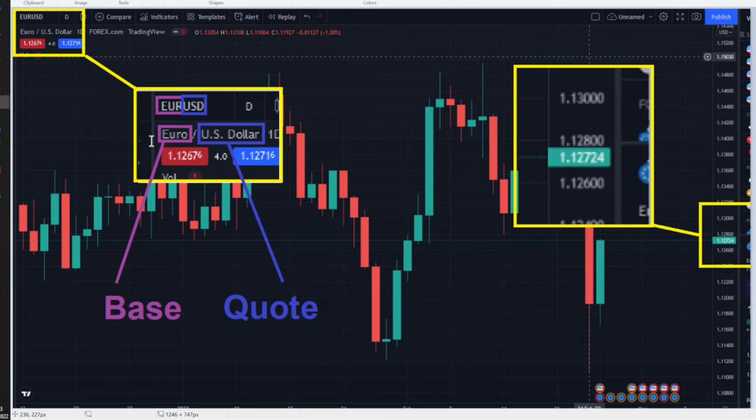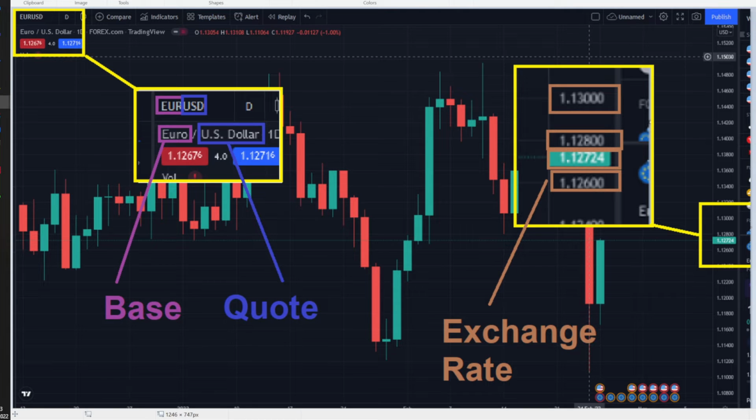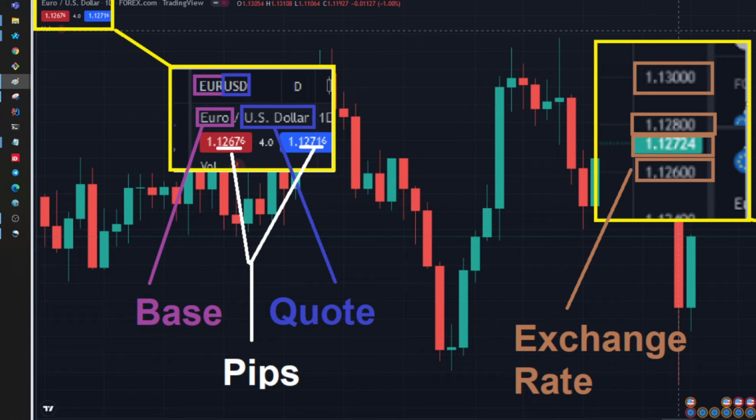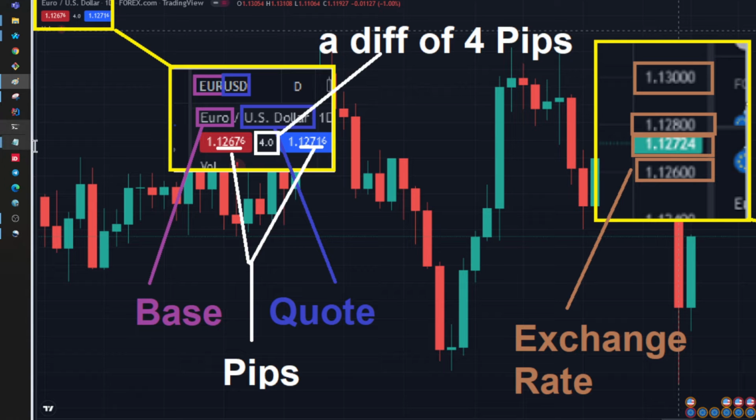Like I said, this is like the layers of an onion. We will keep digging into more of this. But right now, just remember the left is the base, the right is the quote. And then over in the other part of the chart that we magnified, that is the exchange rate between the two currencies over time. Let's focus our attention once again over here on the left side where we zoomed in. And let's talk for a second about the 4 digits to the right of the decimal point. Those are called pips. If you were to subtract one from the other, that's calculated for you. That is a difference of 4 pips.